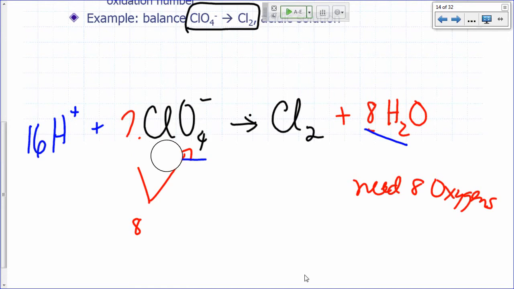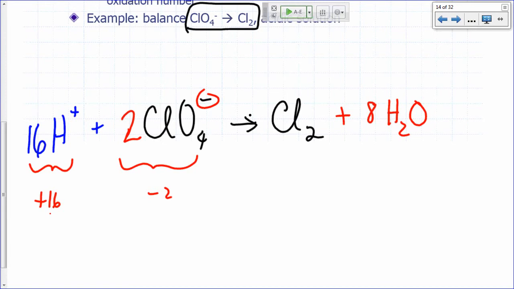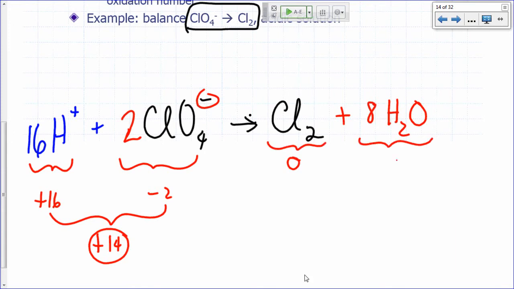Okay? Let me fix this up. Balance our charges. What's 16 times positive 1? That's positive 16. What is 2 times negative 1? Negative 2. So what's the total charge on the left? Positive 14, right? What's the charge of chlorine? Neutral molecule, 0. What's the charge of water? 0 times 8, still 0.